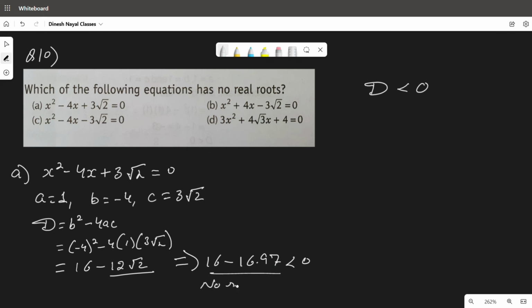So I think this A will be the answer, because we have to find in which the discriminant is less than 0. So as we can see here, the discriminant is less than 0 only. Okay, but we will check for B also.